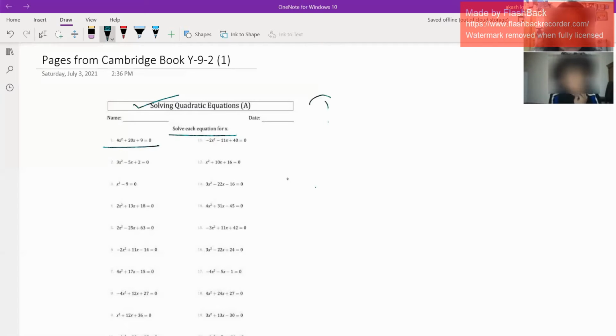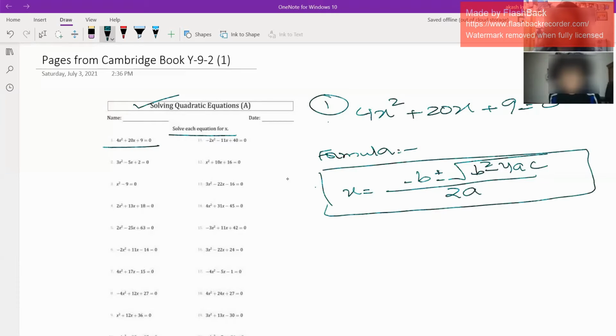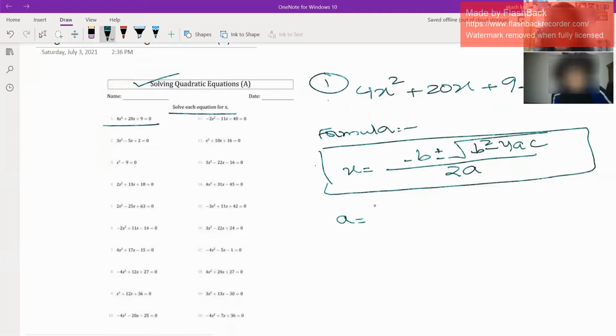So the very first question is 4x squared plus 20x plus 9 equals 0. And we know the formula to solve the quadratic equation, which is x equals minus b plus or minus the square root of b squared minus 4ac, over 2a. This is the formula to find the roots of a quadratic equation, right? Yeah. Okay. So let's find our a, b, and c coefficients. So a is 4, right? Yeah. B is 20 and c is 9.